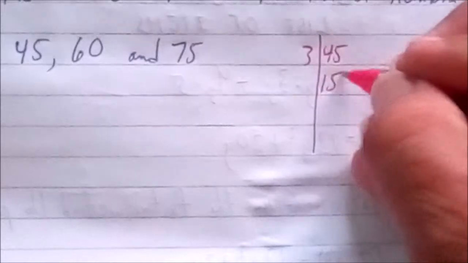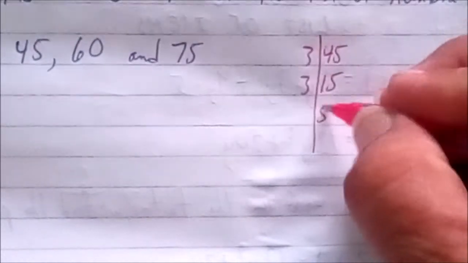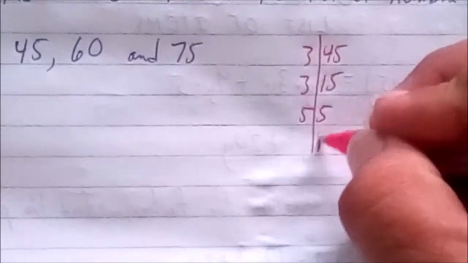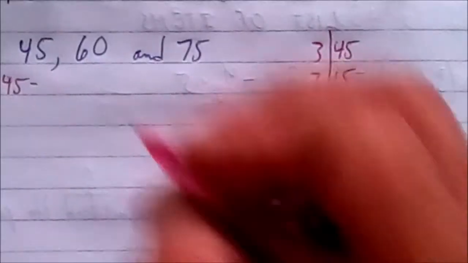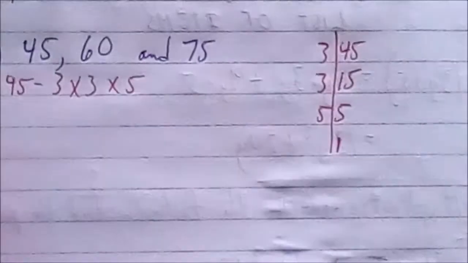So let me zoom in there a little bit more. So we have 45 divided by 3, yes, we get here 15. Then by 3 again, 5. Then by 5 here, 1. So therefore 45 is actually 3 times 3 times 5.